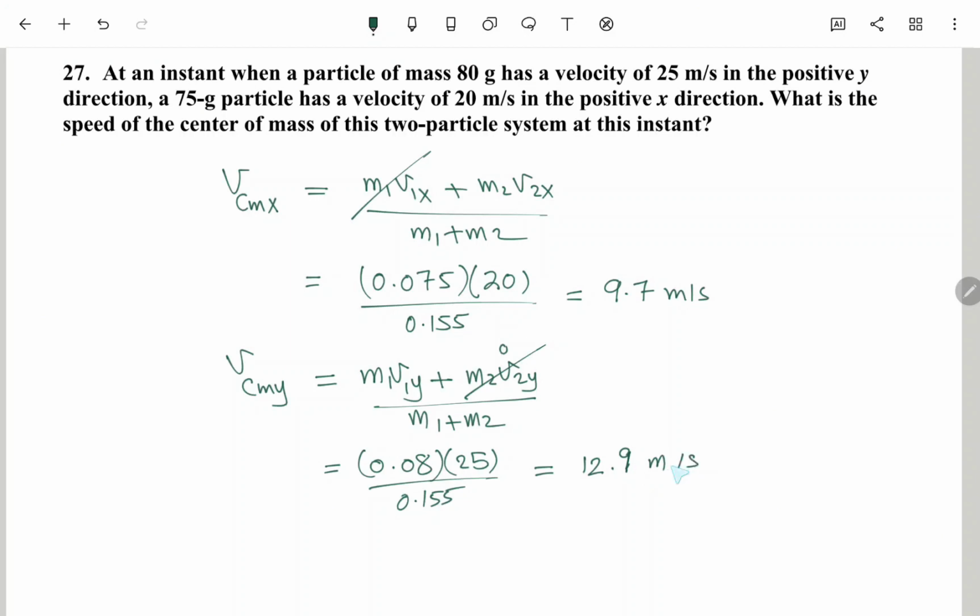12.9 meters per second. V, or the final speed, is equal to the square root of 94.1, which is 9.7 squared, plus 166.4, which is 12.9 squared, and V will be equal to 16.14 meters per second.